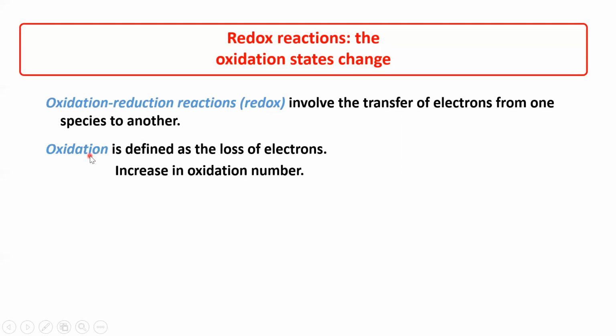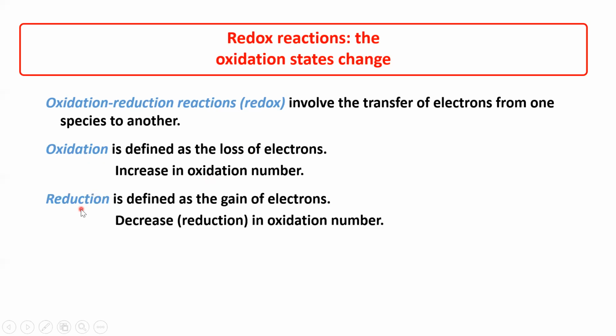So we have essentially two half reactions that are taking place in one redox reaction. The first thing we have is what's called the oxidation part of a redox reaction. And that's defined as a loss of electrons. And when a species, an atom, an ion, whatever it is we're looking at, loses electrons, its oxidation number increases.